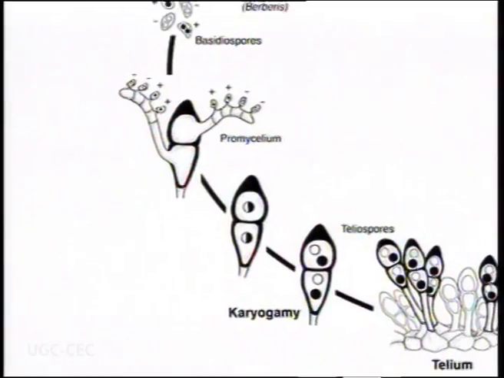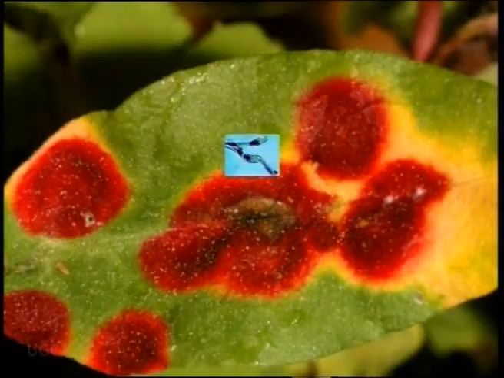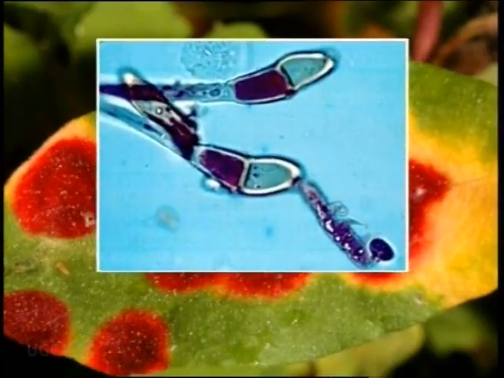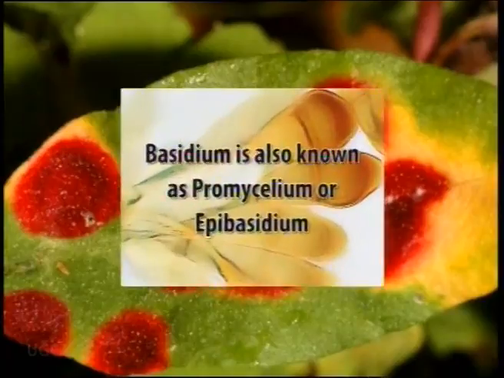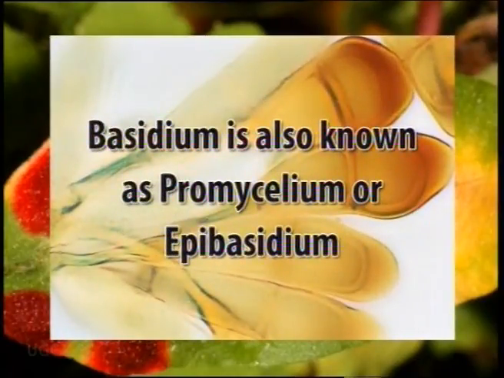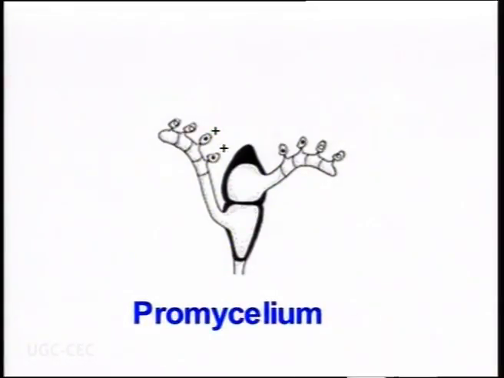Now the third stage, basidia and basidiospores. During the early spring, the teliospores germinate on the ground. Each of the teliospores forms a short, curved germ tube-like structure called a basidium. Basidium is also known as promycelium or epibasidium. The diploid nucleus in each teliospore cell migrates to the basidium, where it undergoes meiosis to form 4 haploid nuclei.